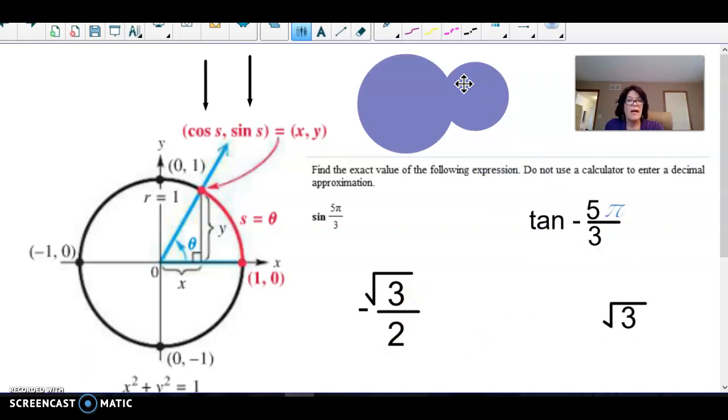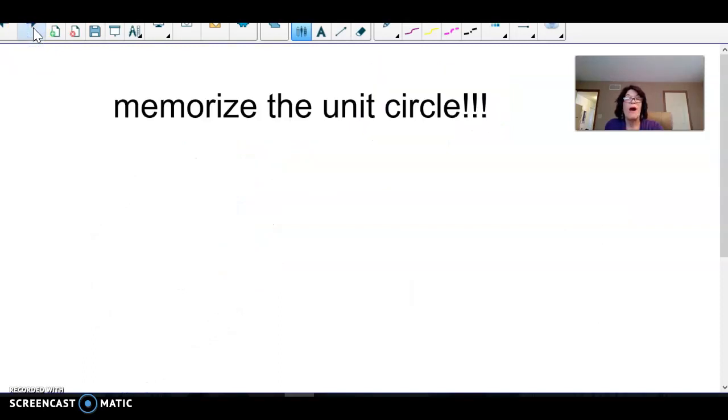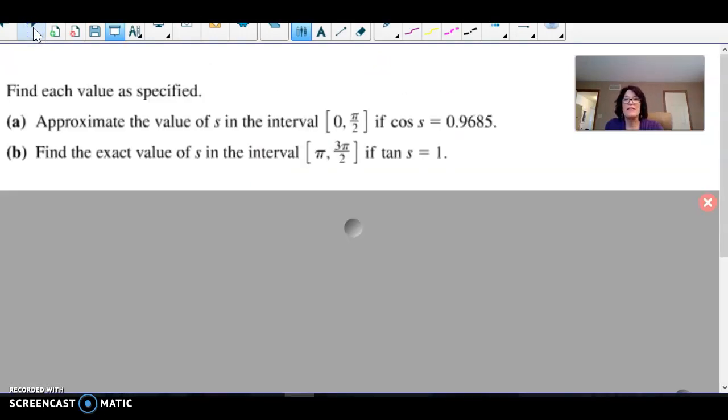Okay? Calculator will give you the decimal approximations. I get that. So you'll be okay for a while supported by your calculator. And you always will be able to use your calculator. You just won't always be able to use the unit circle. Memorize it. First quadrant, that's all. Okay, just the first quadrant.